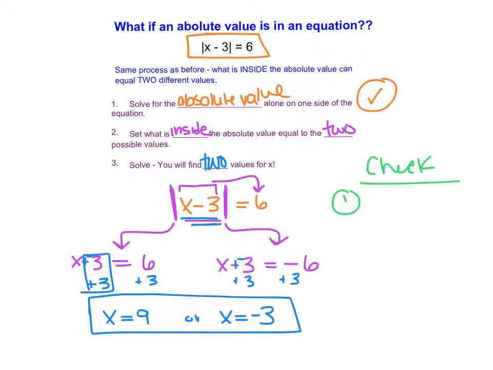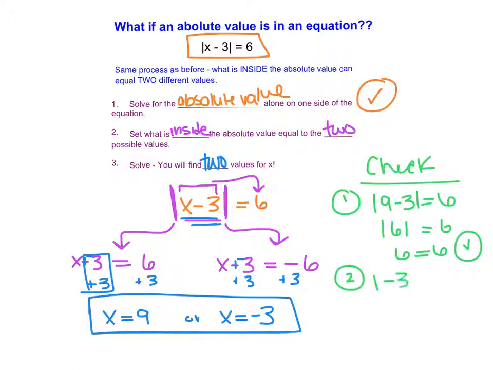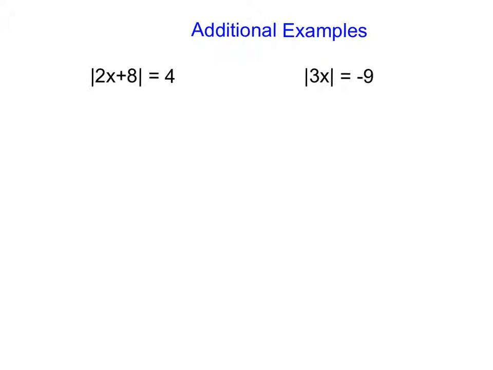So if we try answer 1, we're going to have 9 minus 3 equals 6. Well, 9 minus 3 is 6 there. So from here, if I evaluate the absolute value, 6 is equal to 6. So that first answer works. If I try the second answer, I have negative 3 minus 3. Well, if I use keep change there, I have the absolute value of negative 6, which is in fact 6 and works. So let's walk through a couple more easy examples before we dive into the hard ones.